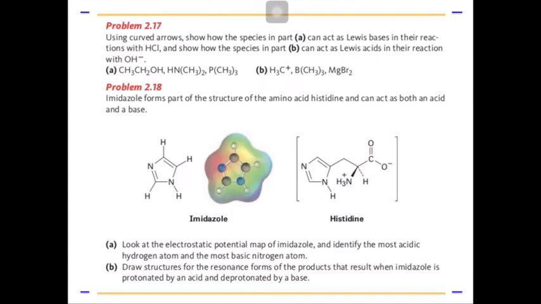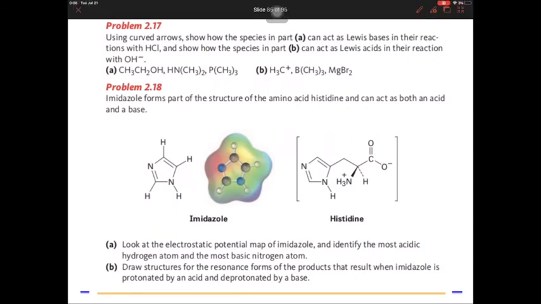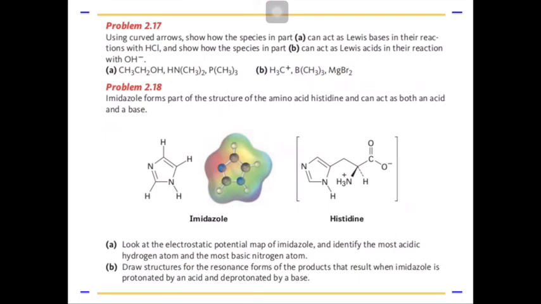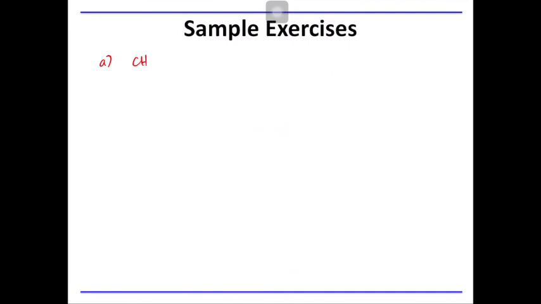Using curved arrows, show how the species in part A can act as Lewis bases in their reactions with hydrochloric acid, and how the species in part B can act as Lewis acids in their reactions with hydroxides. Actually, it's relatively easy. Part A, react with hydrochloric acid. What we have there is ethanol, dimethylamine, and triphenylphosphine, and their reaction with hydrochloric acid.